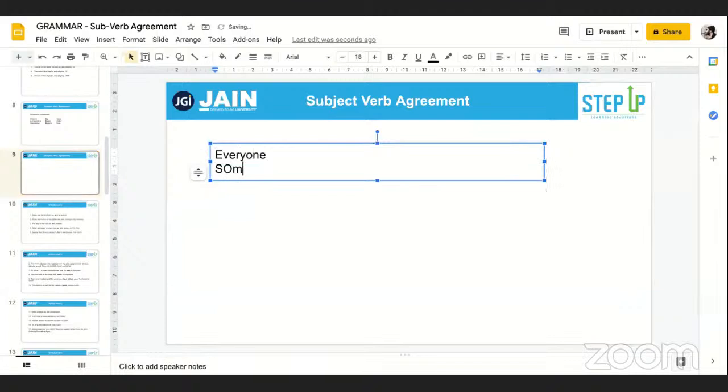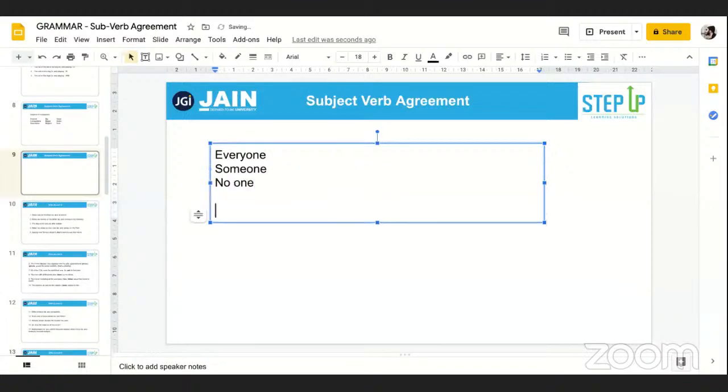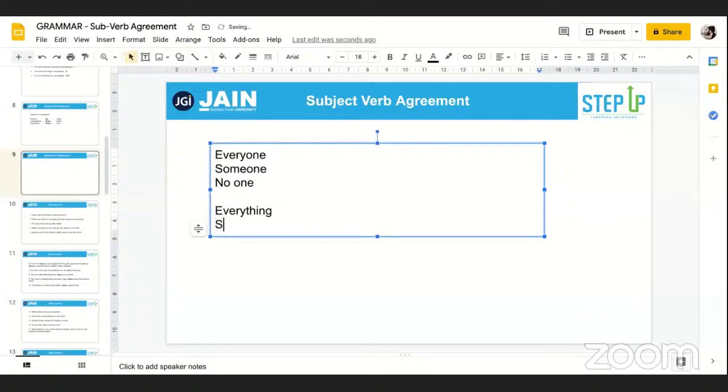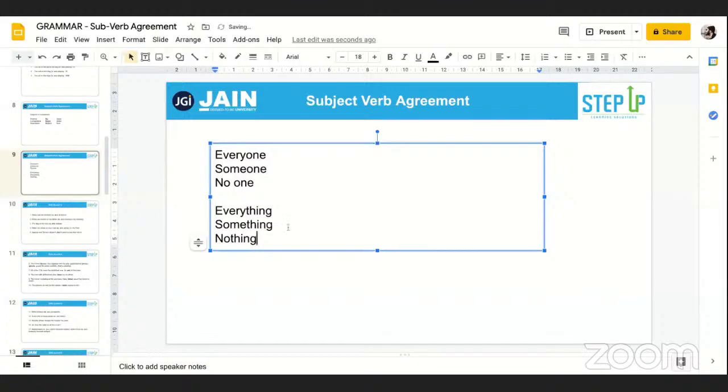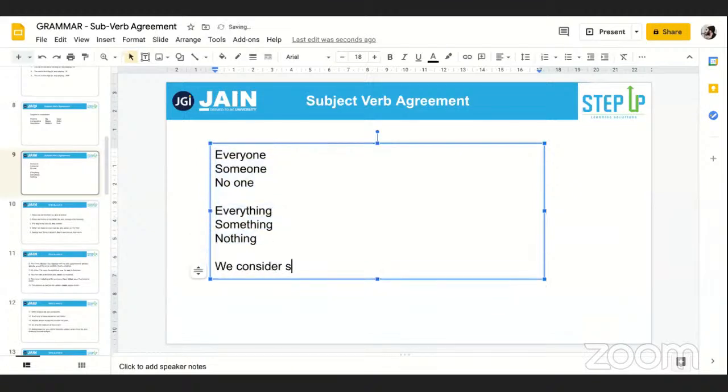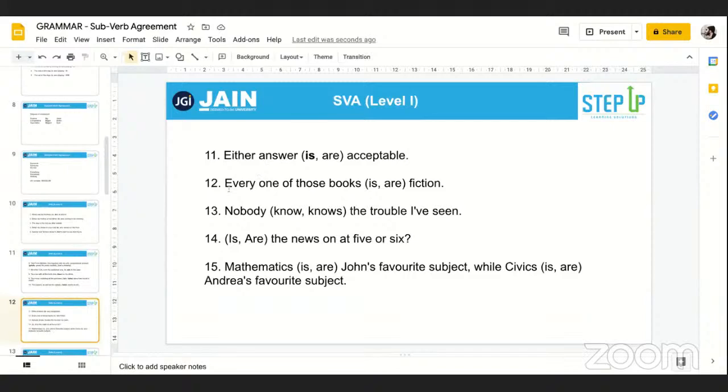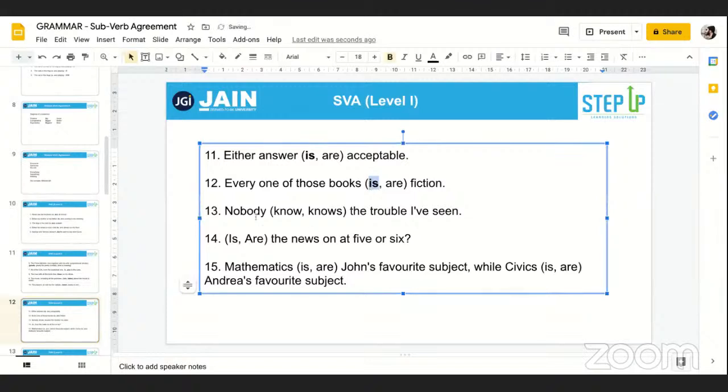So everyone, someone, no one, everything, something, nothing. All of these, right? Singular. All of this is singular. Yes, we consider singular. Okay, sir. So here, every one of those books. Is every one of the books fiction? Is fiction. Yes, very good. Nobody, singular or plural? Nobody knows. Singular. Very good. Nobody knows.